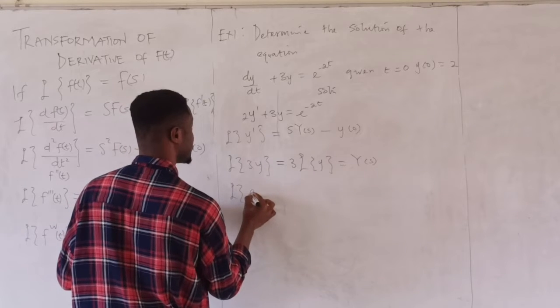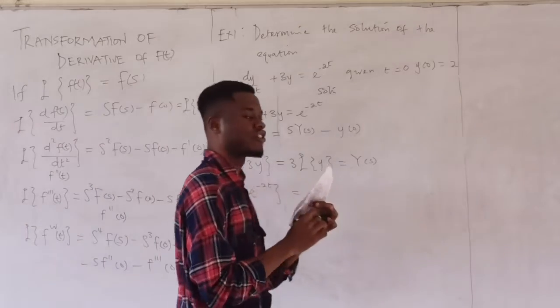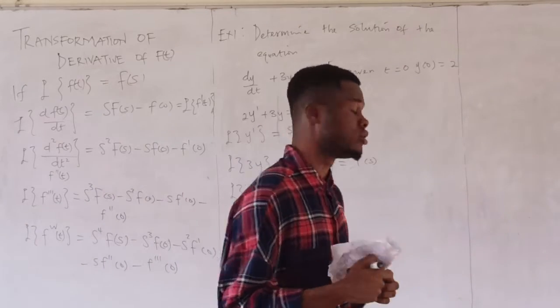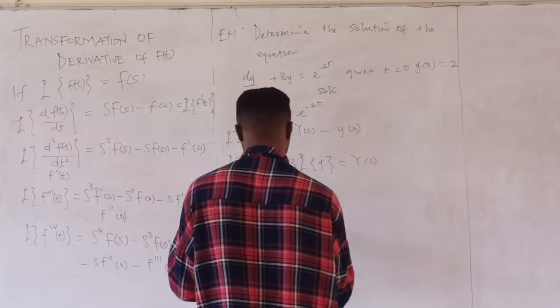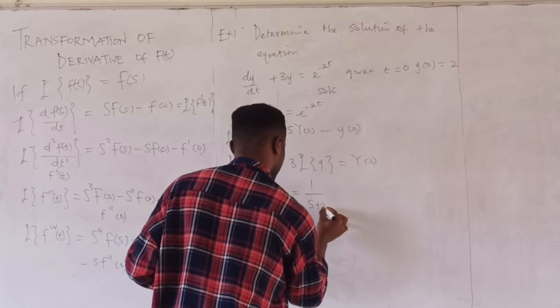Now remaining the last one, the Laplace of the exponent of minus 2t. From what we've done so far, the Laplace of the exponent of minus 2t will be equal to 1 divided by s plus 2.